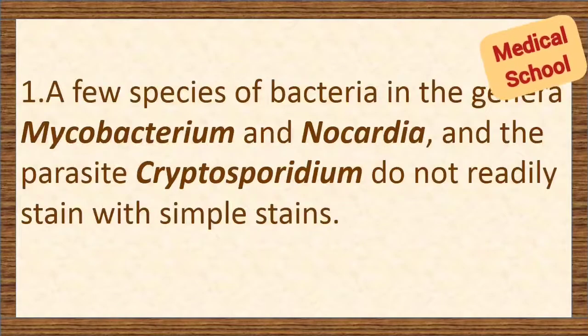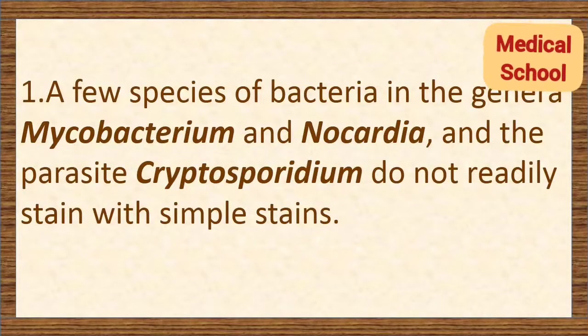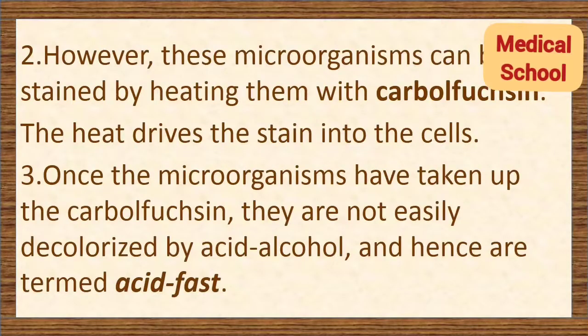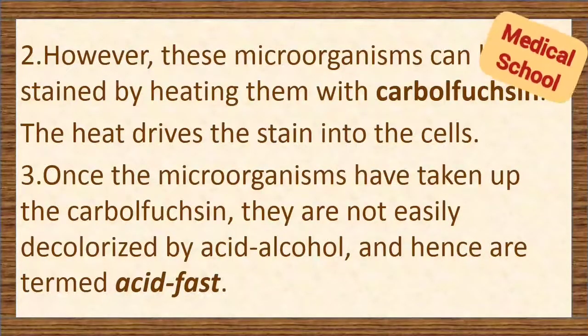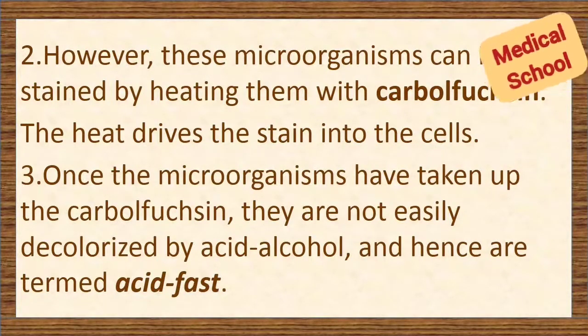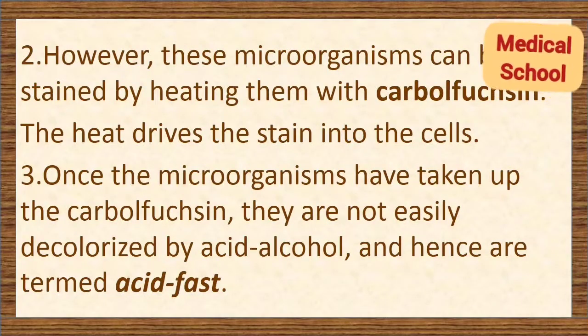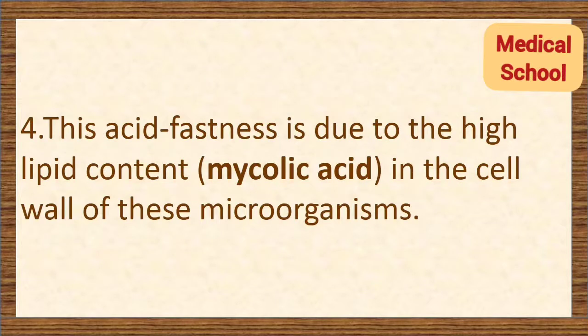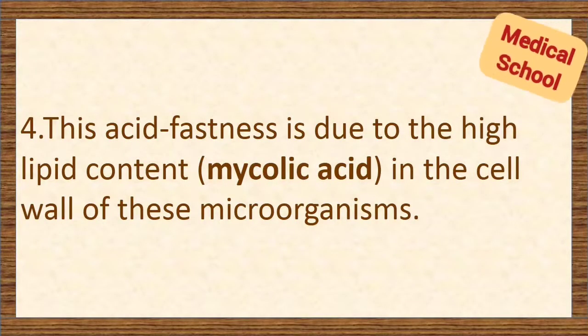A few species of bacteria in the genera Mycobacterium and Nocardia, and the parasite Cryptosporidium, do not readily stain with simple stains. However, these microorganisms can be stained by heating them with carbol fuchsin. The heat drives the stain into the cells. Once the microorganisms have taken up the carbol fuchsin, they are not easily decolorized by acid alcohol, and hence are termed acid-fast. This acid-fastness is due to the high lipid content, that is, mycolic acid, in the cell wall of these microorganisms.